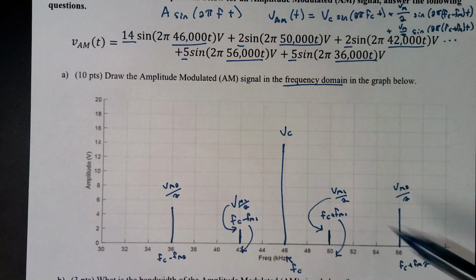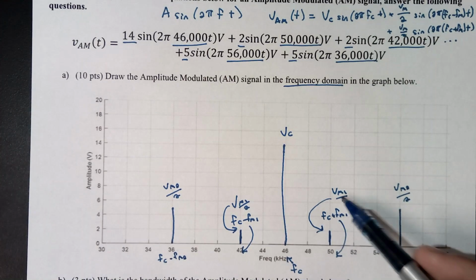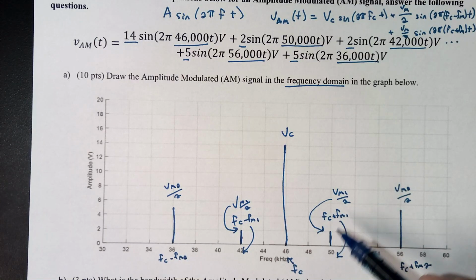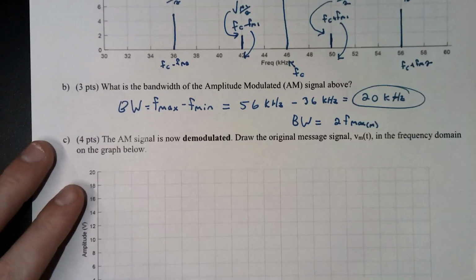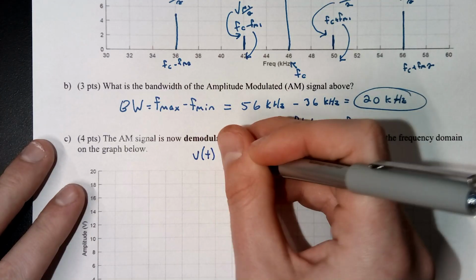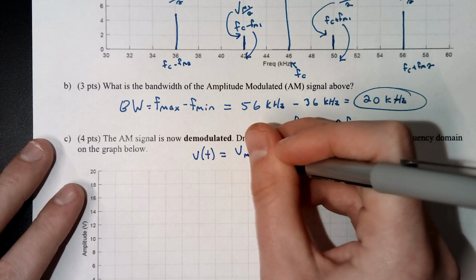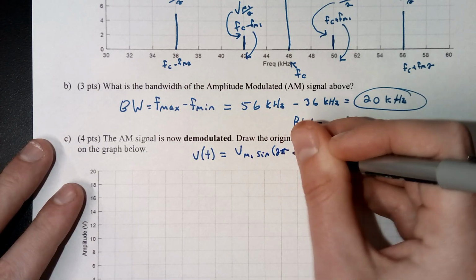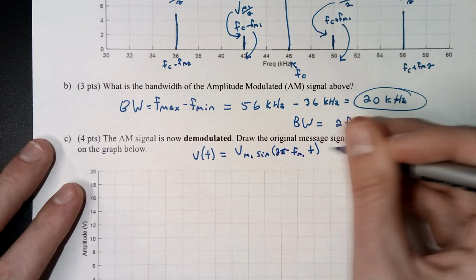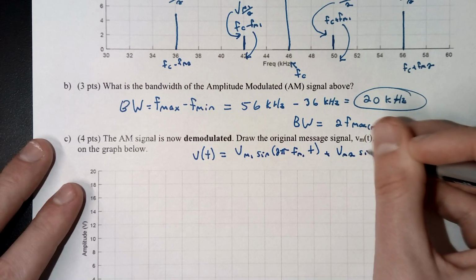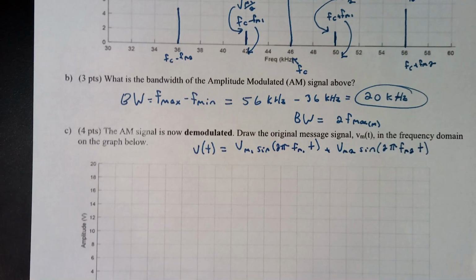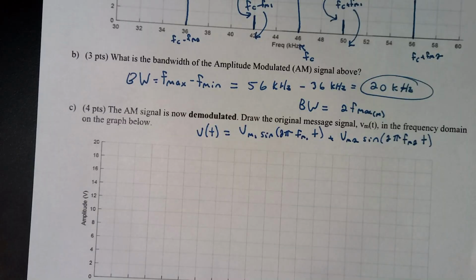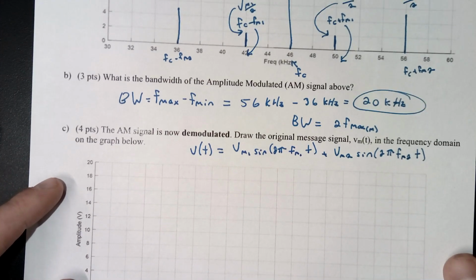And that's the frequencies that we'd have in the original equation. So if we have these, we can reconstruct the original signal, which is just going to be VM1 sine 2 pi FM1 t plus VM2 sine 2 pi FM2 t. So that's what we should end up with down here, is that our V(t), our original signal, should be VM1 sine 2 pi FM1 t plus VM2 sine 2 pi FM2 t, right? So given that that's our equation, we can pull those values from the original graph.